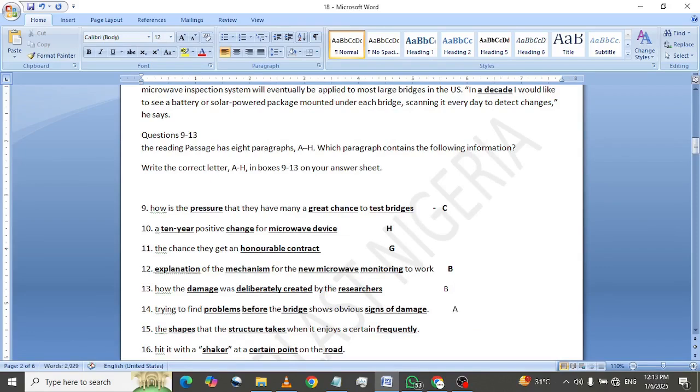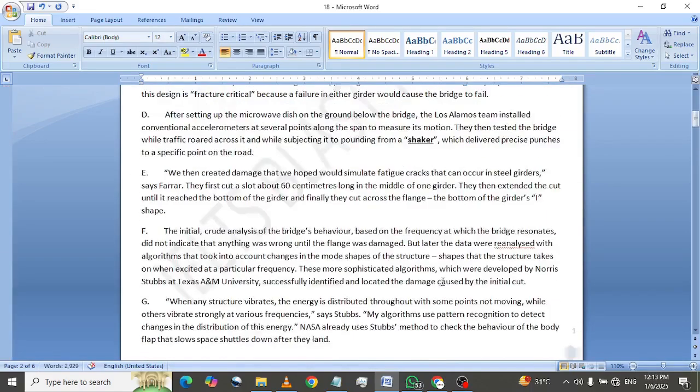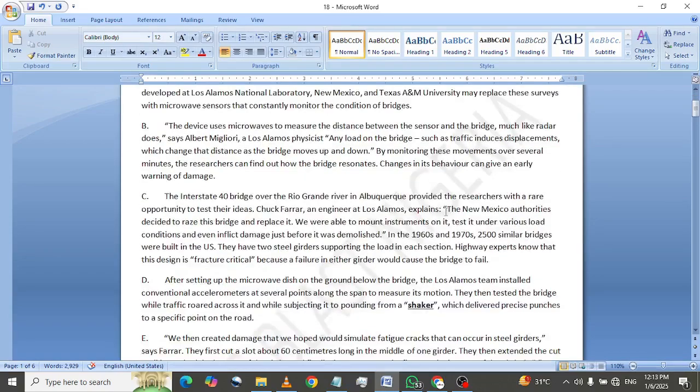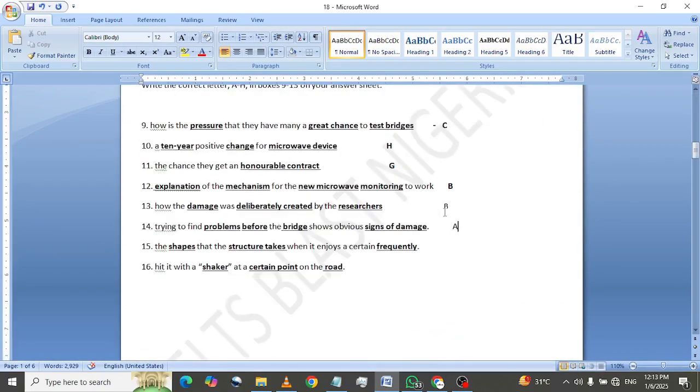The answer here is what? A. It's just so what? Obvious. And how is it obvious? You can go through it now. They said engineers have to climb the structure in an attempt to find problem before the bridge. You can see how straight that particular answer was gotten. Now let's go straight to the next one.